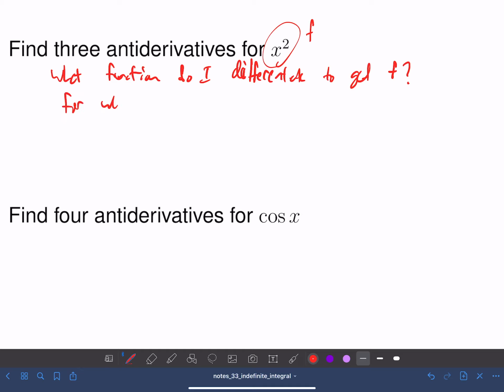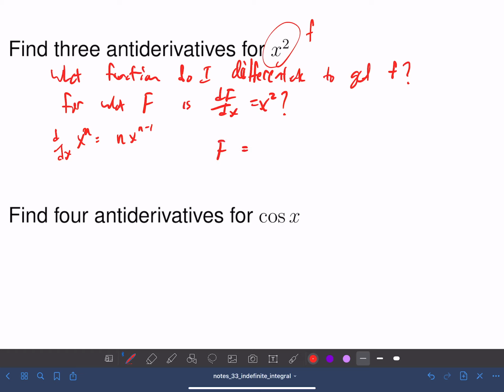For what capital F is dF/dx equals x squared? Let's see here. I remember that this is a polynomial. Polynomials use the power rule. And I remember that when I took d/dx of x to the n, I got n x to the n minus 1. So when I differentiated, I subtracted by 1. So let's try increasing it by 1.